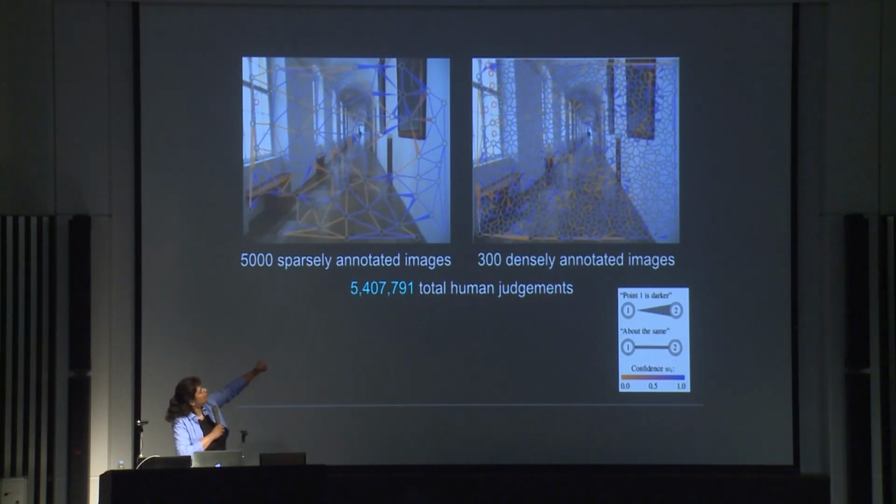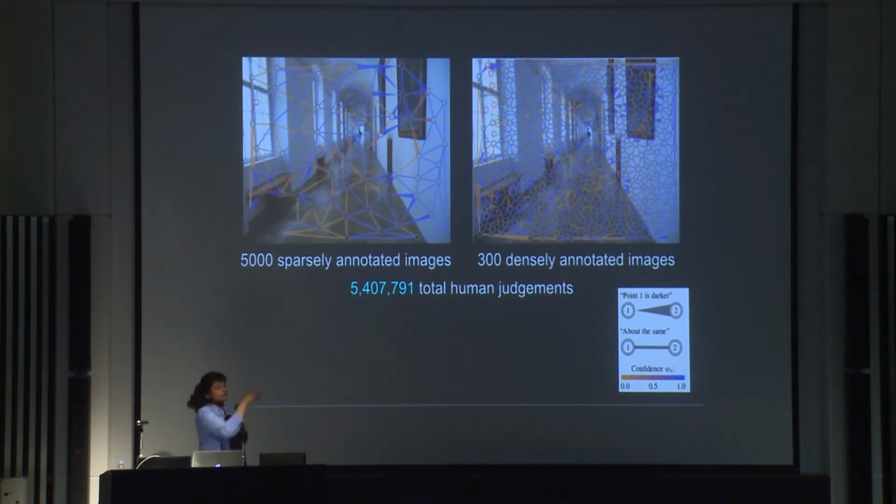Here's the kind of annotations we got. So first, as I said, we wanted to do this for a large set of images in the wild. We didn't want only a small database of 10 images or 20 images or even 100 images. So the big data set is 5,000 sparsely annotated images. Additionally, firstly to validate whether we were doing the right thing, and in cases where you need higher density, we also have a set of 300 densely annotated images.